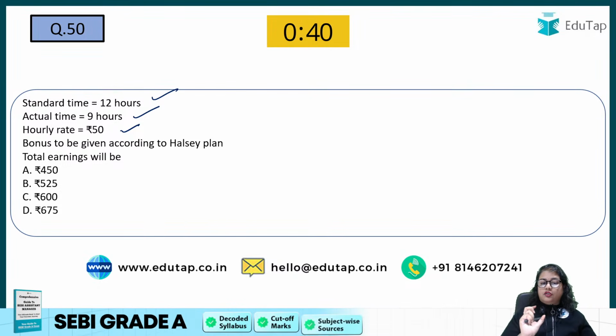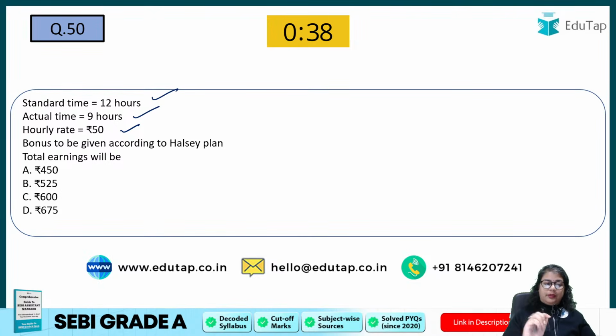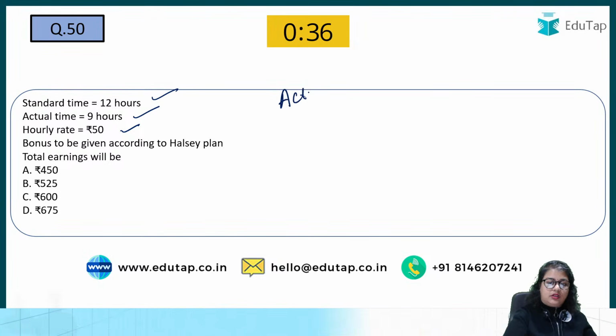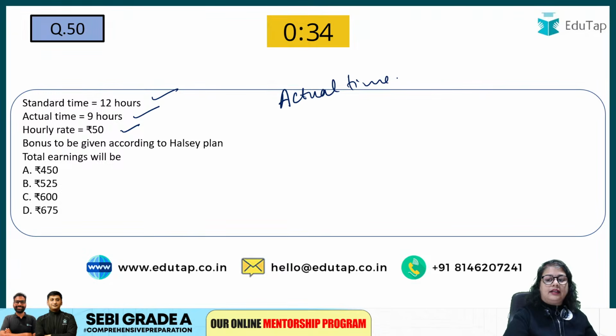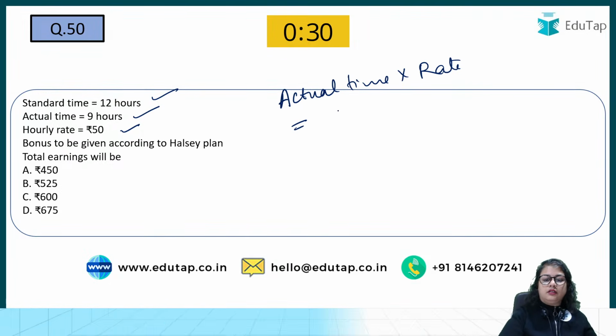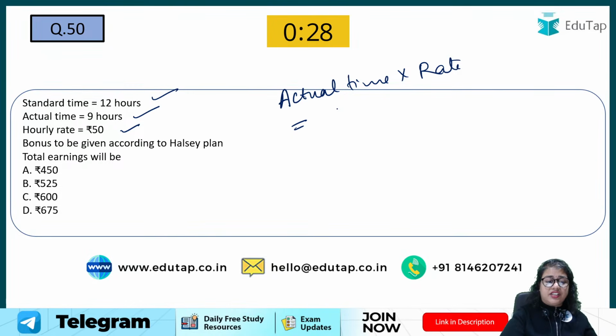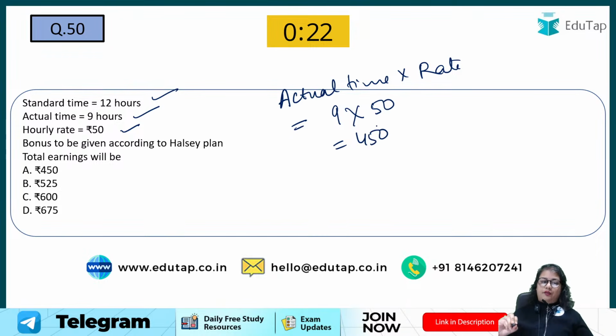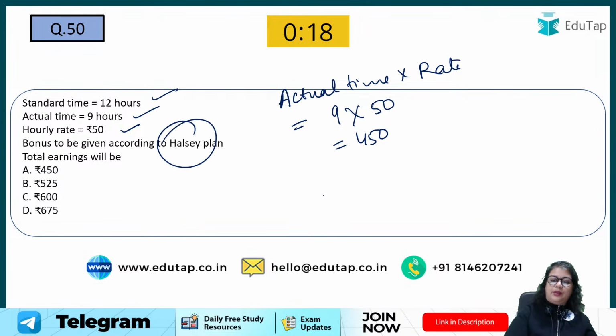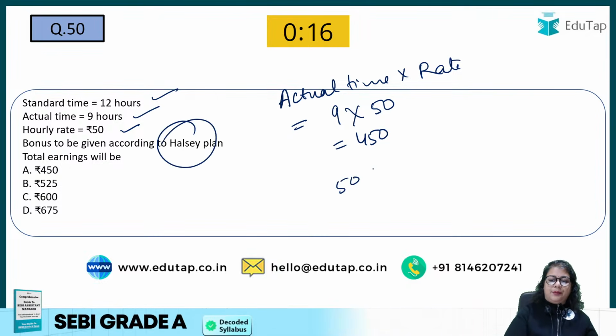First of all, what is the normal wage that will be given? Actual time into hourly rate. So this is the normal wages that will be given. 9 into 50 rupees, that is 450. This will be normally given. But of course they have saved some time, so bonus will be given. Bonus according to the Halsey plan, so it will be 50%.